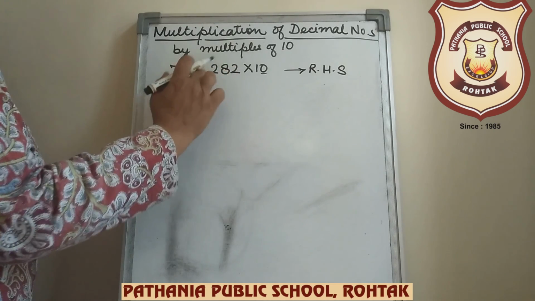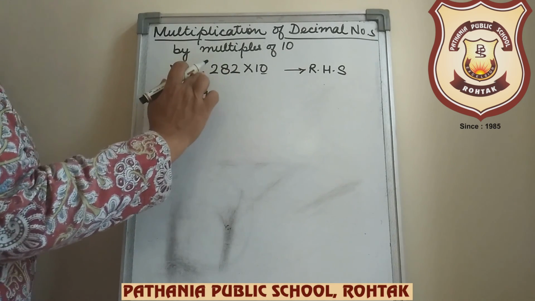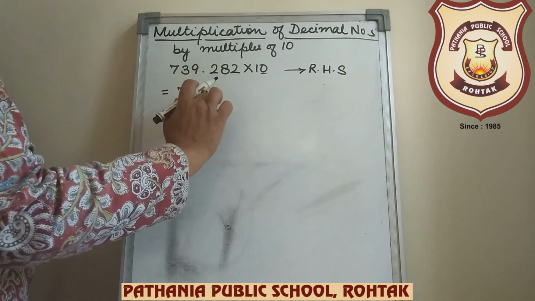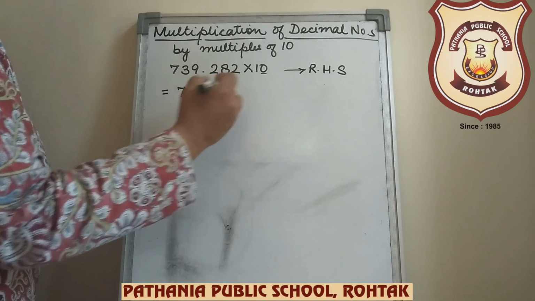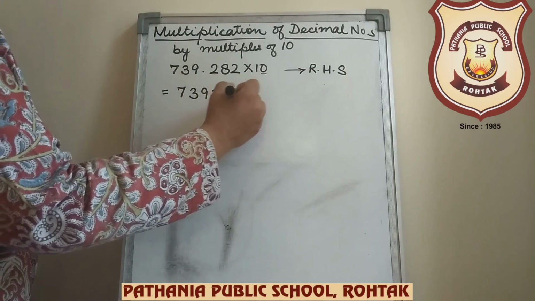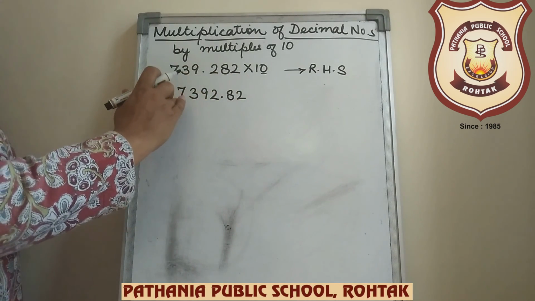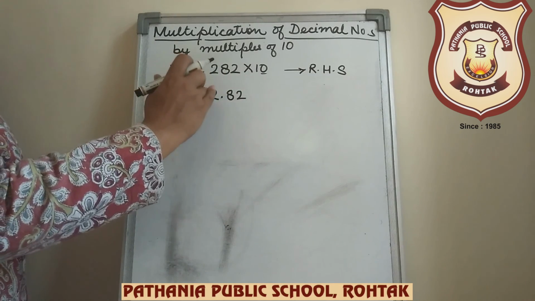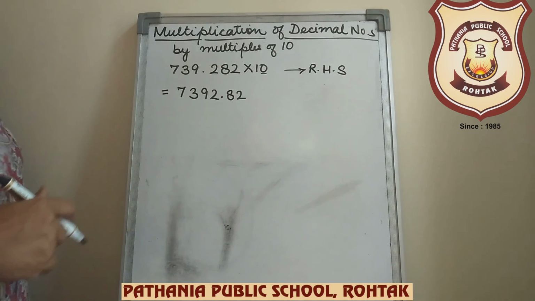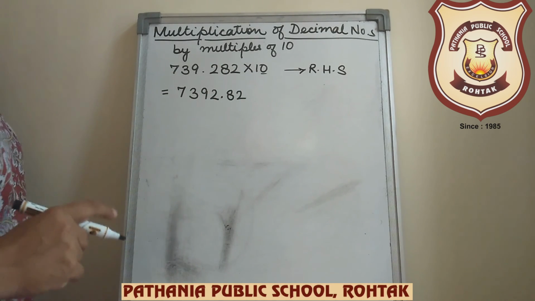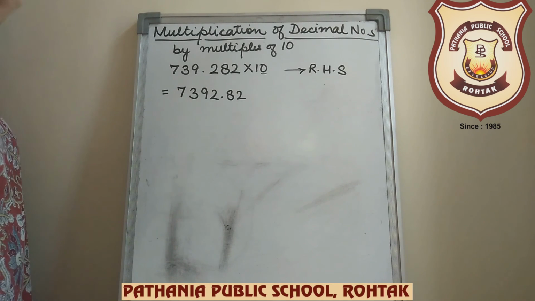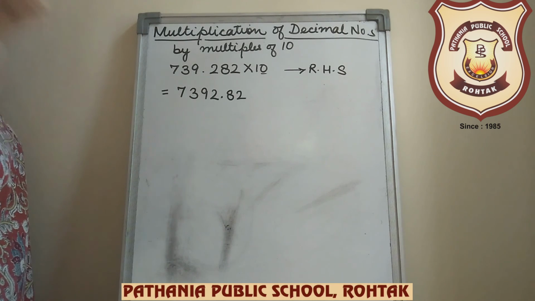739. Now this decimal, earlier this decimal was here after 9. Now as there is 1 zero, this decimal will move one digit towards the right side. And how will you now read the number? 7,392.82. Is it clear? So in this manner, you are going to multiply a decimal number with the multiples of 10.